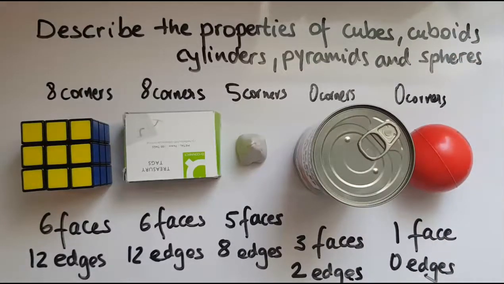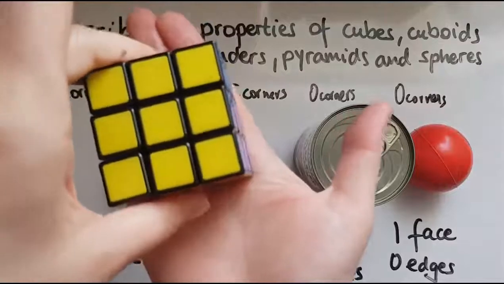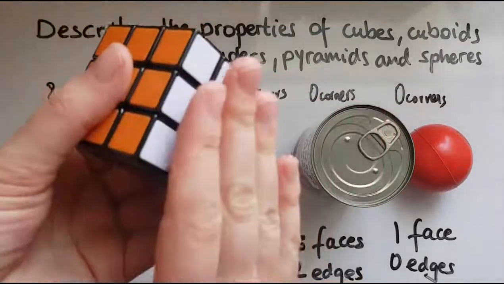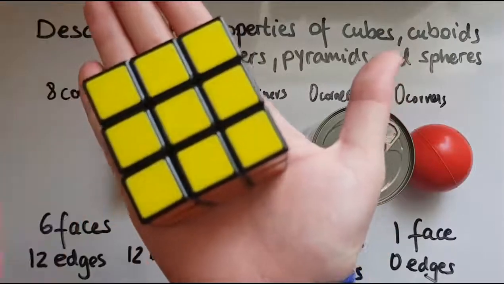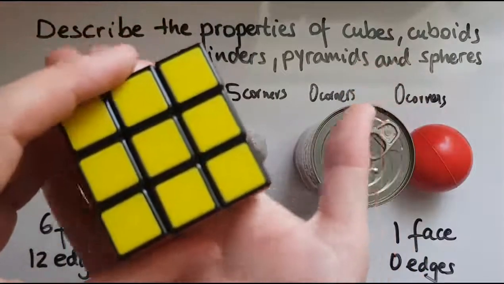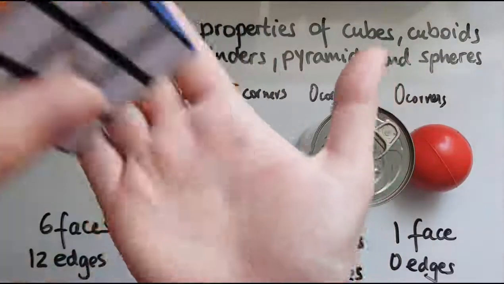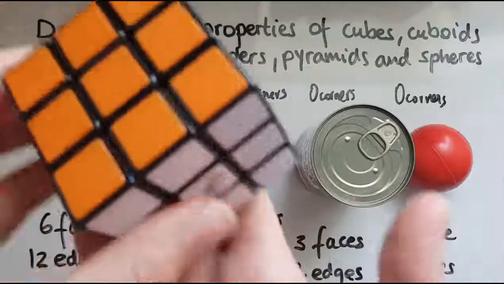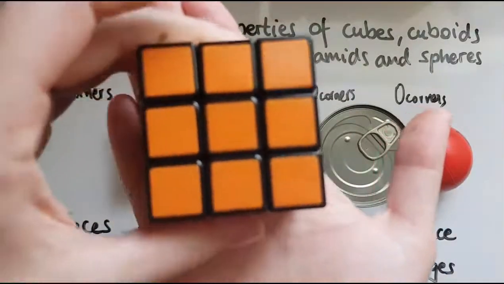The final thing we'll look at is the base. The base is the face that the shape sits on. So at the moment, this cube is sitting on this face. So that is the base of this cube now. But I could turn this around and then this would be the base. So it's what it's sitting on.